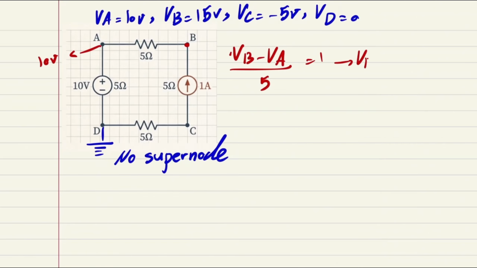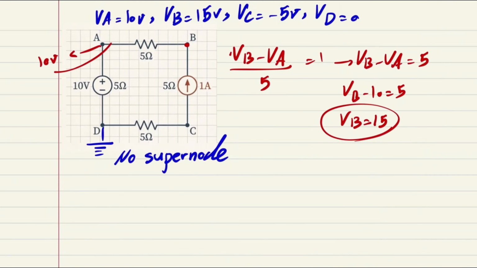So it means that VB subtracted by VA is 5, right? VA was 10. VB subtracted by 10 is 5, and VB is 15. VS is 10. VD is obviously 0.